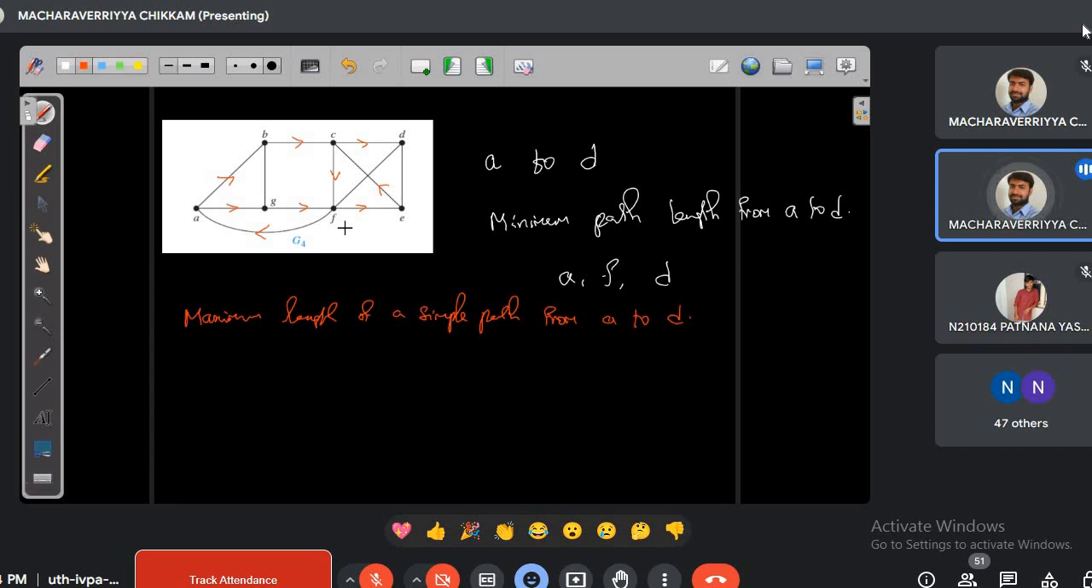All right. Anyway, you work on it. So as of now, we found a simple path of length 9 from A to D. You see, is it possible to have a path of length 10? I don't think so. All right.